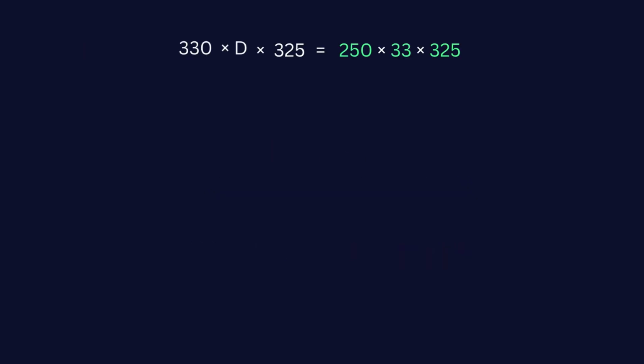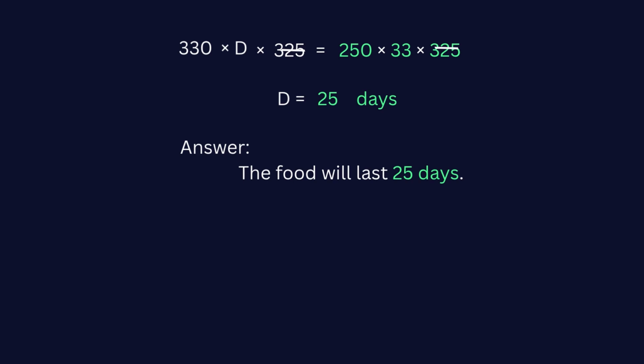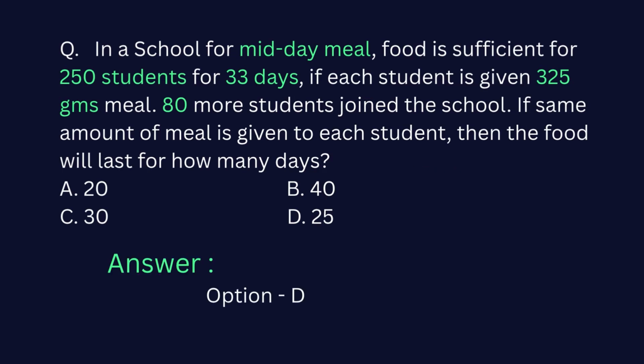All we need to do is solve this equation. We can cancel out the like terms. So I'm left with 33 times D equals 250 times 33, and I can bring the 330 to the right side. That would look like D equals 250 times 33 divided by 330, and I can cancel out a 0. That leaves me with 25 times 33 divided by 33. If I cancel out 33, I'm left with 25. So the number of days the food will last is 25. If you look at our options, we see that option D is the correct answer, which is 25.